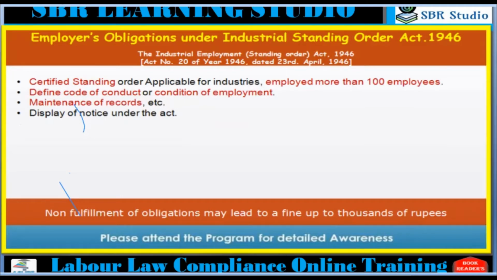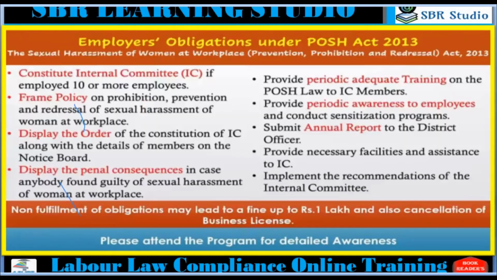However, it is specifically applicable to factories where you require a certified standing order when there are 100 or more employees. Furthermore, you can also refer to the model standing order. If these provisions are not fulfilled under the Industrial Establishment Standing Order Act 1946, there are also provisions for punishment as well as penalties, defined up to 1,000 rupees under this act.